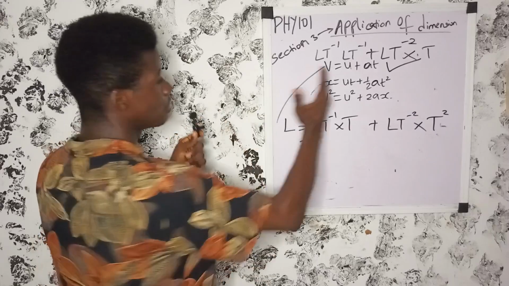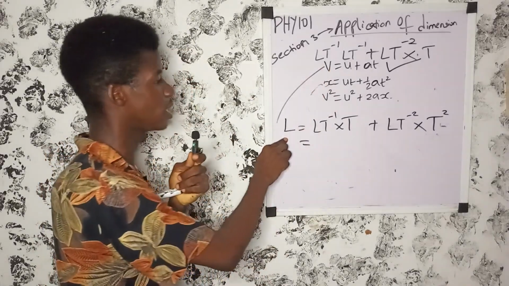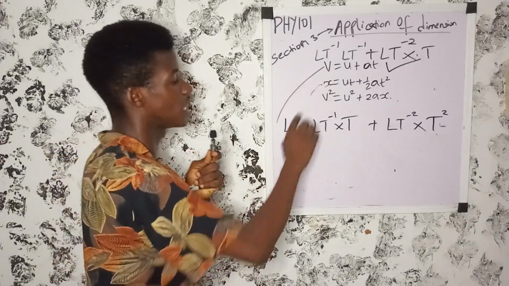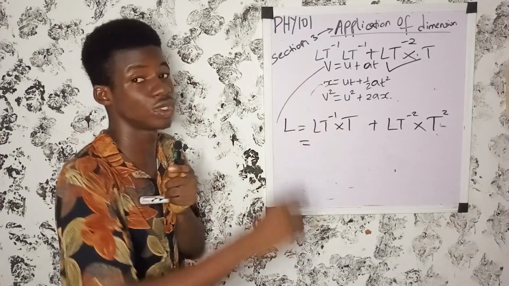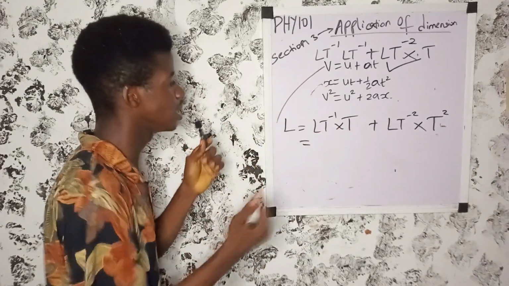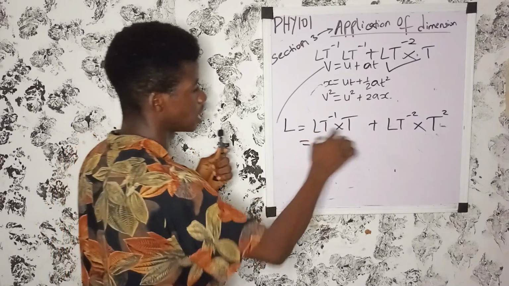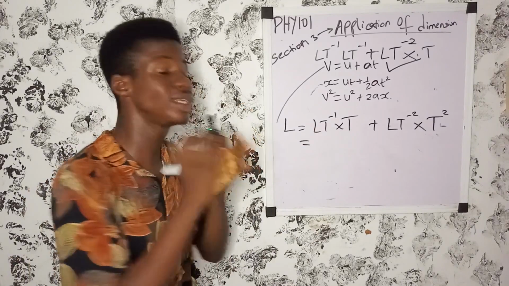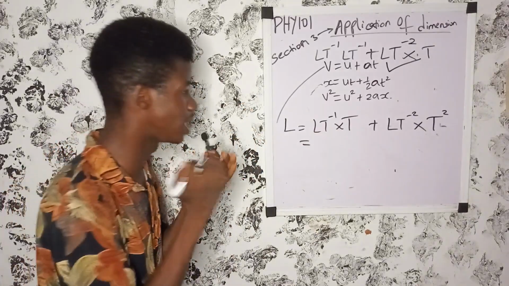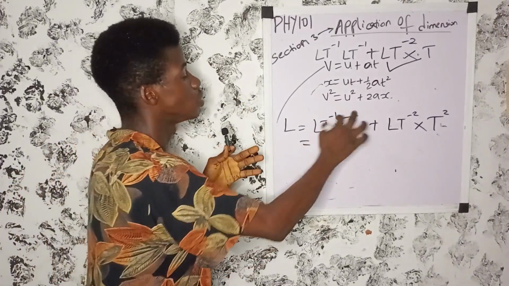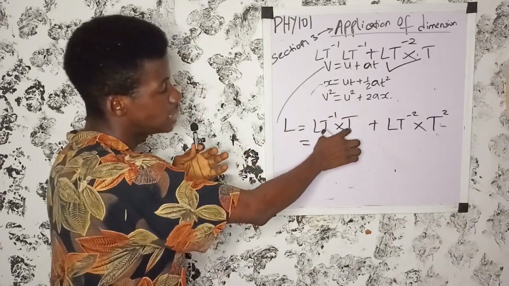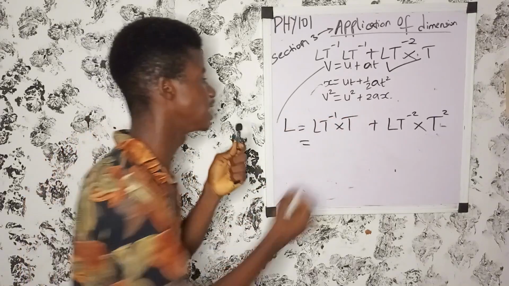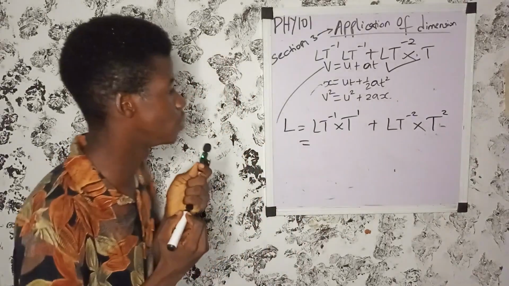Okay, the total dimension on the left hand side is what? It is L. So if this equation is correct, the answer that we will get here will be L. Okay, now let's continue. According to indices, I told you guys that when the same base are multiplying each other, we usually add their powers, okay? T standing alone is the same thing as T raised to power 1, okay?